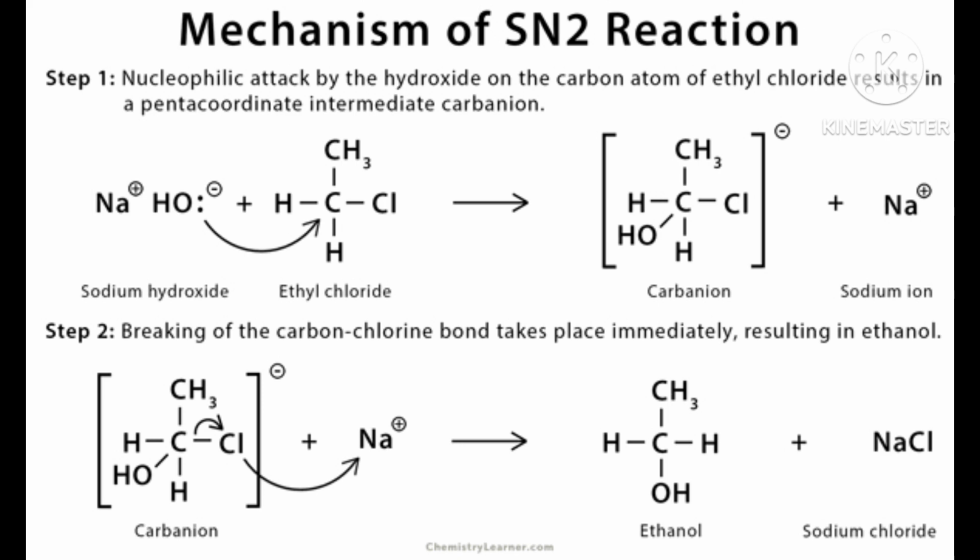Now I am telling you, as iodine is a better leaving group because of its large size, it will be released at a faster rate in the presence of the incoming nucleophile. This I am telling in case of SN2. That's why the compound with I attached will be faster.